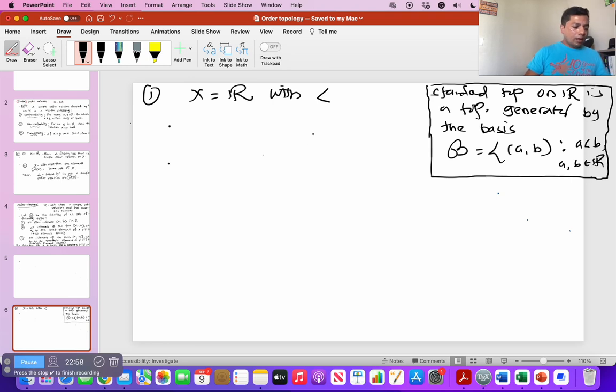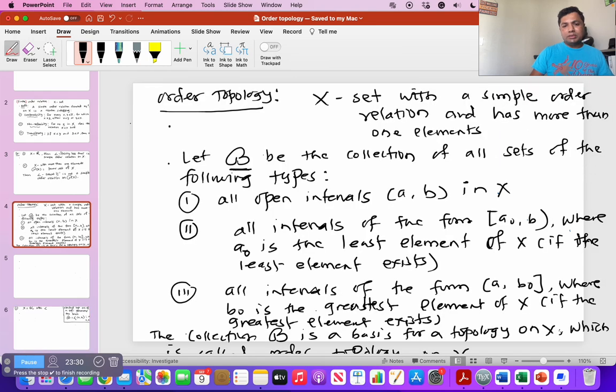Now, if you look at the definition of the simple order topology, you need a set with a simple order relation. So our simple order relation is strictly less than, and also the set has to have at least two elements, or more than one element, and obviously R has more than one element. Now let's see what that collection is. If you go back to the definition, the order topology is the topology generated by this basis, the collection script B of those three types.